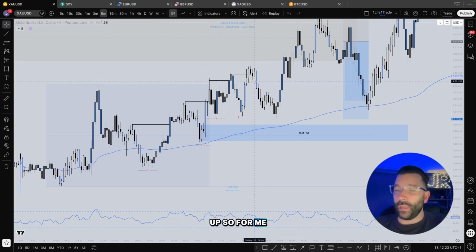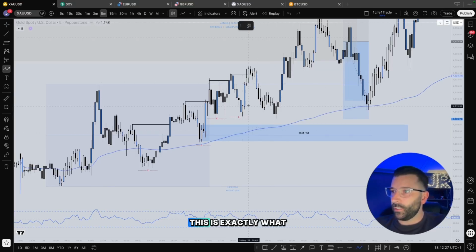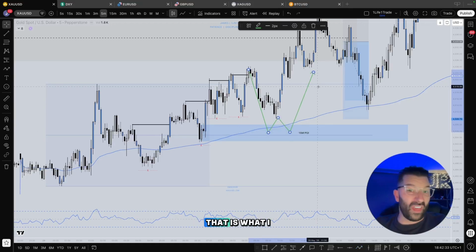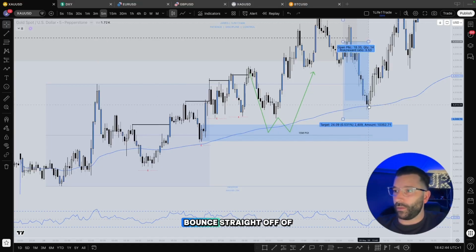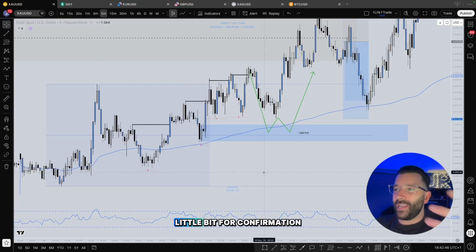So for me, I wanted this here to come down. This is exactly what I wanted, to come down into this area here, and off we go. That is what I was looking for, because we also had this VWAP here. This is a good indication. It's not a guarantee. As you can see, it goes past it, but this VWAP line holds quite well. As you can see here, look, bounce straight off of it. So you can just use it as a little bit of a confirmation.